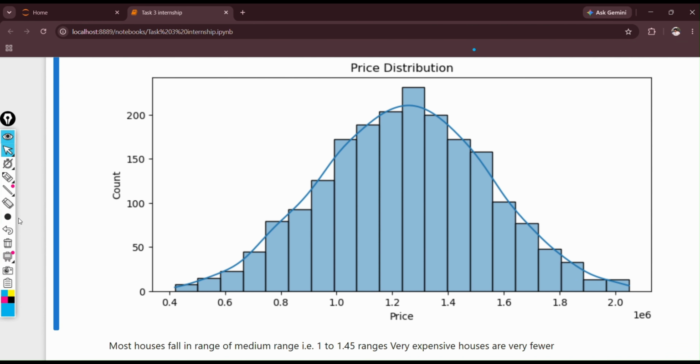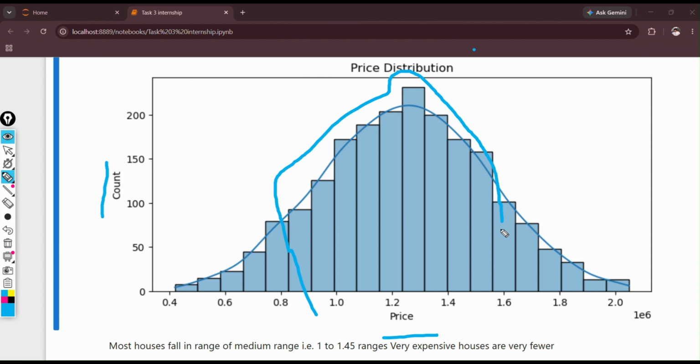Next, let's analyze the price column using another histogram. Again, the x-axis represents house prices, while the y-axis shows how many houses fall into each price range. Looking at this graph, we can see that most houses are concentrated around the middle price range, approximately between 10 lakh and 15.5 lakh in this dataset.